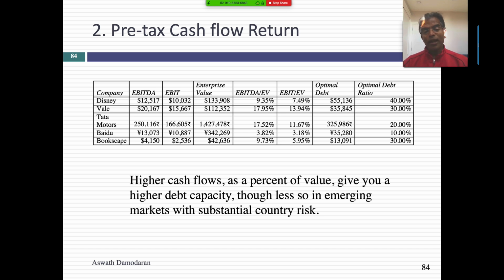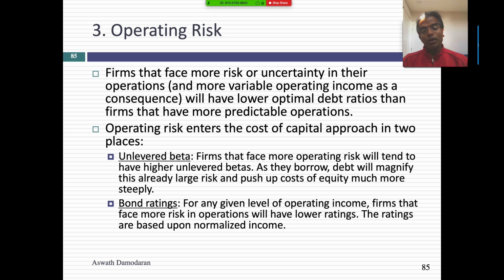So the second factor that drives your optimal debt ratio is how much cash flow do you have as a firm relative to the enterprise value. For those of you working with growth companies, don't be surprised to see an optimal debt ratio of 10% or even 0% precisely for this reason. Because 10% of a very high market value might be so much debt you can't afford it as a young growth company. Third, there's risk.